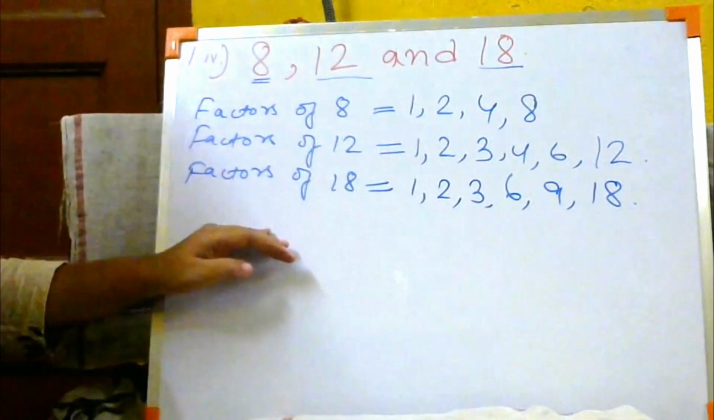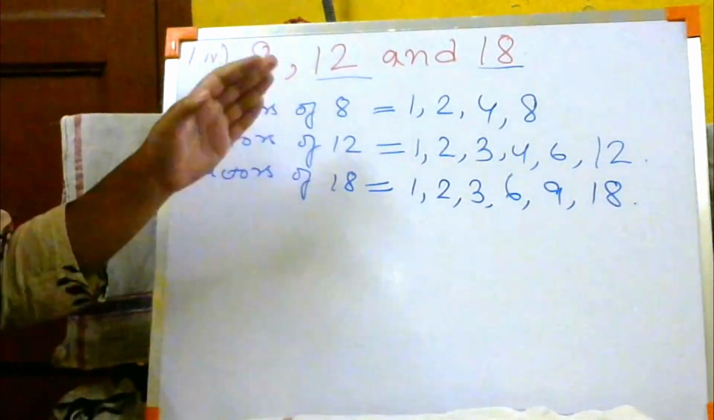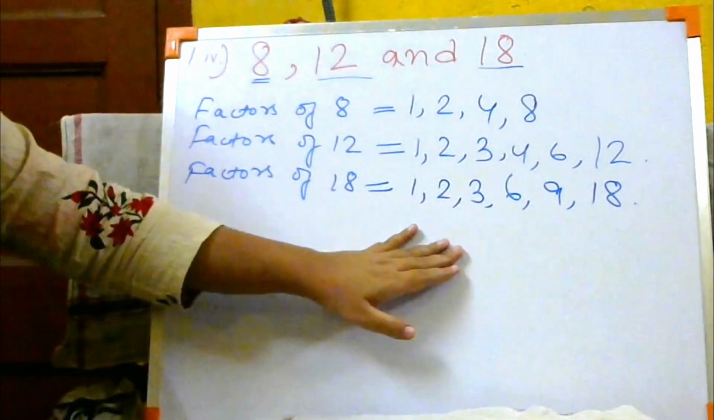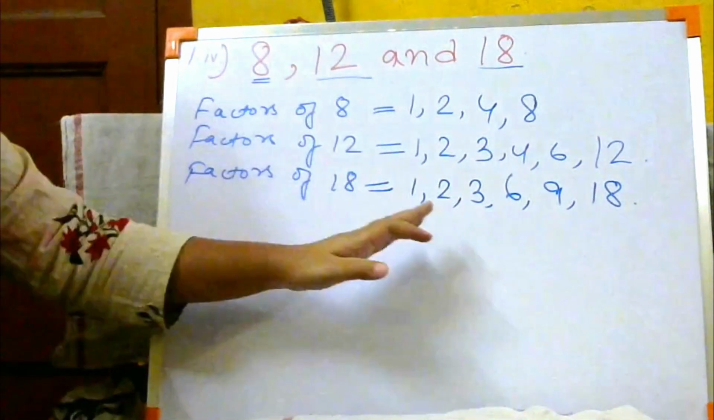Look, I am the teacher, I may be right, this is not the rule. I might be wrong also. Why? You are going to solve it on your own and see whether I am right or wrong. So these are the factors of 8, these are the factors of 12, these are the factors of 18.